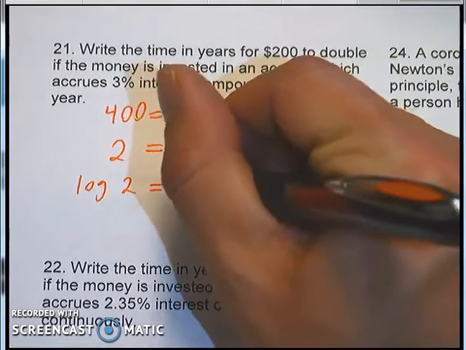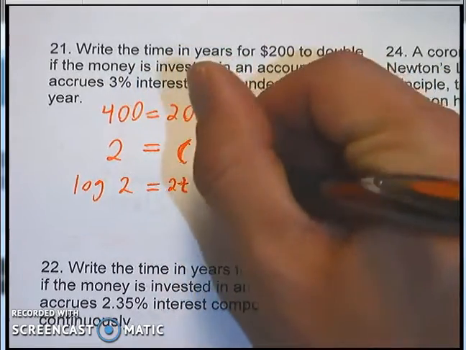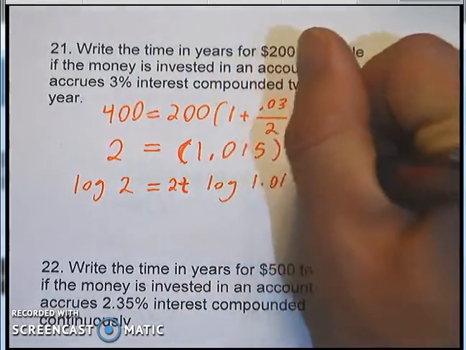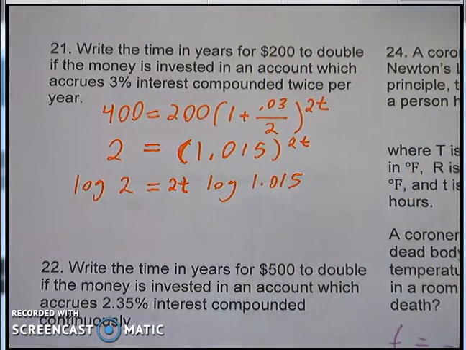equals 2t times the log of 1.015. I just took that exponent and I moved it out front. That's the power of logarithms.